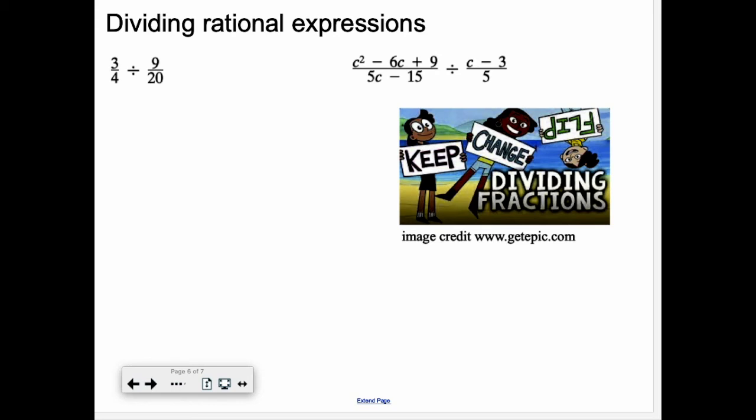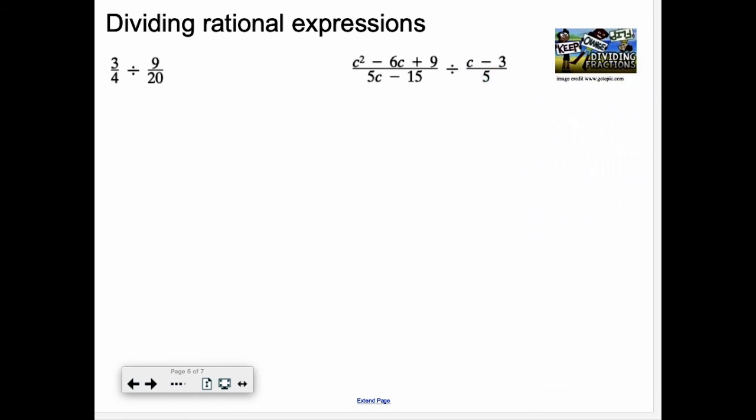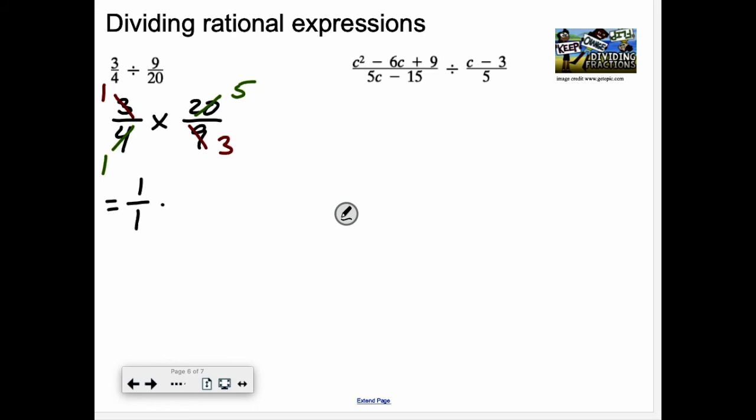So we're just going to show how to do this using keep, change, flip, even though I hate it. So I'm going to keep, change, flip up there as a reminder. First thing, I keep, I change, and I flip. Now it's just multiplication. So keep using method 2. 3 goes into this once, 3 goes into that 3 times. 4 goes into that once, 4 goes into that 5 times. So this is just equal to 1 over 1 times 5 over 3. So 5 over 3.